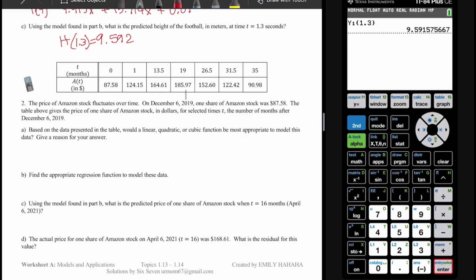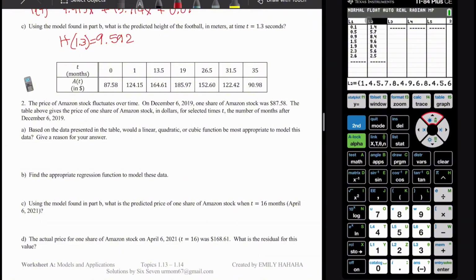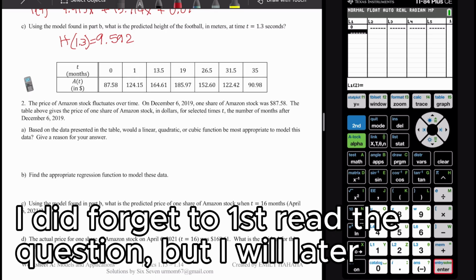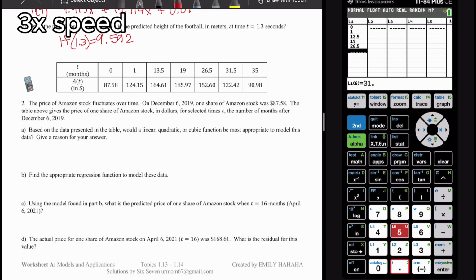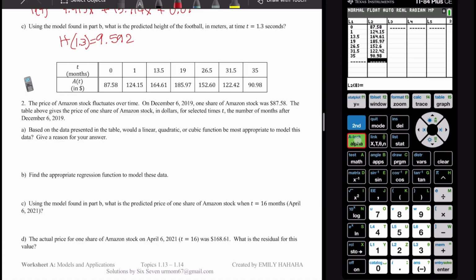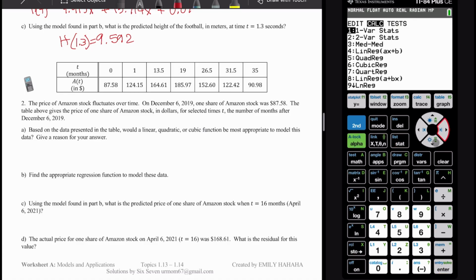That was our answer. So now moving on to the next one, we can clear that and go back to stat, and then go up to the L's, and then click clear. If it doesn't clear, then you just go down and then it'll clear. Do the same thing there, and then just fill in the table. Alright, we filled it in.